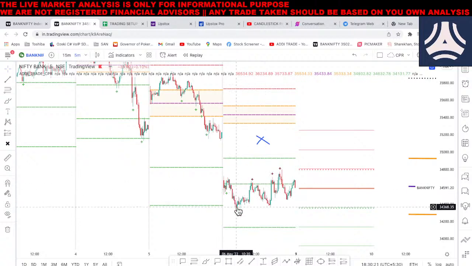But this one scalp on the downside was good from S2 until 50% of S1. So we'll just consider this as a no trading day based on CPR.